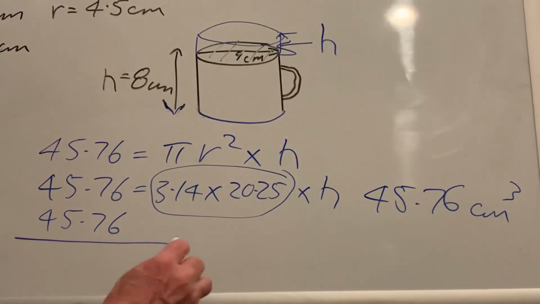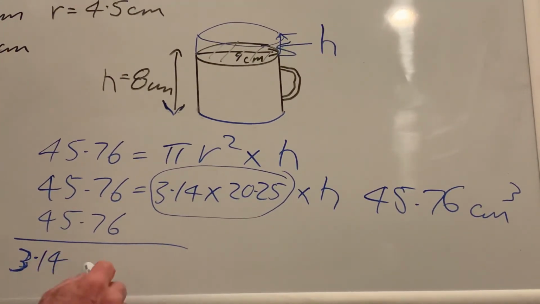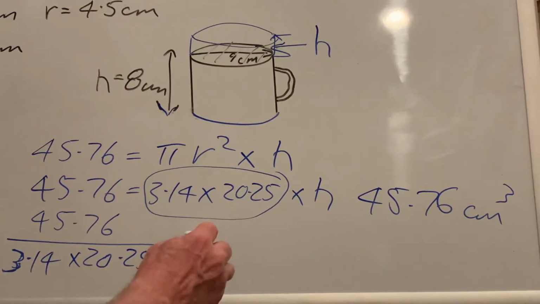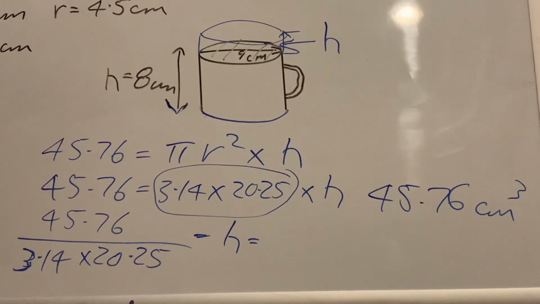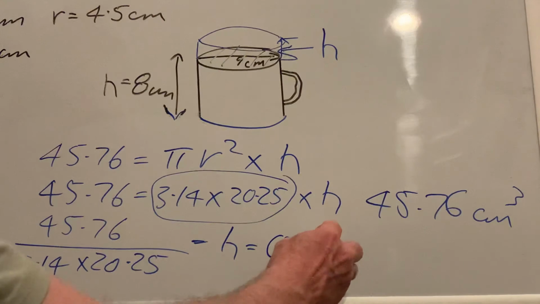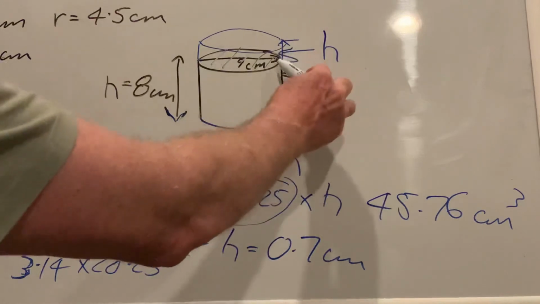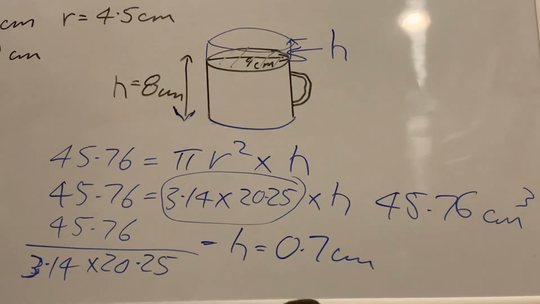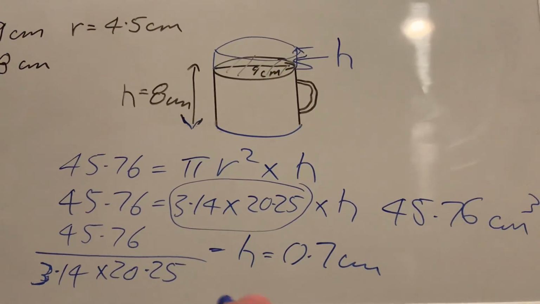45.76 divided by 3.14 times 20.25 equals h, which equals, believe it or not, 0.7 centimetres. So when we freeze this water, up it goes by 7 millimetres or 0.7 of a centimetre. So that's how much it goes above the top of the cup. As you see, the doggy's here learning maths as well, which is really good.